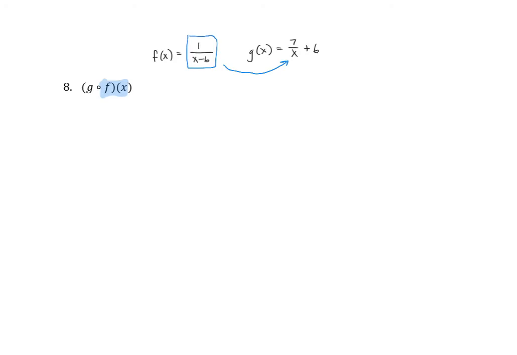So when I do that, I'm going to have 7 over 1 over x minus 6, plus 6. Okay, so let's look at this fraction first.